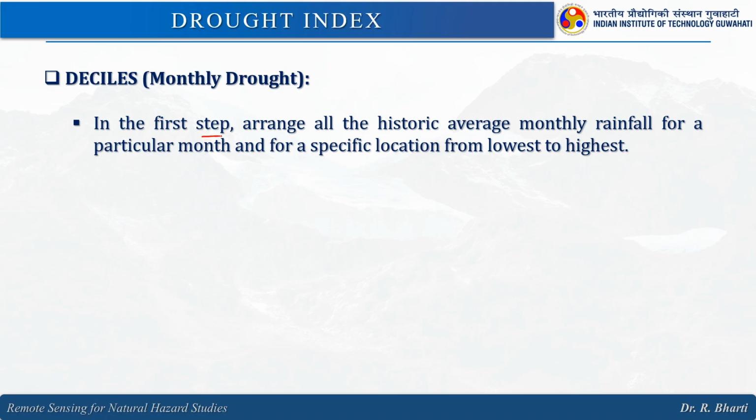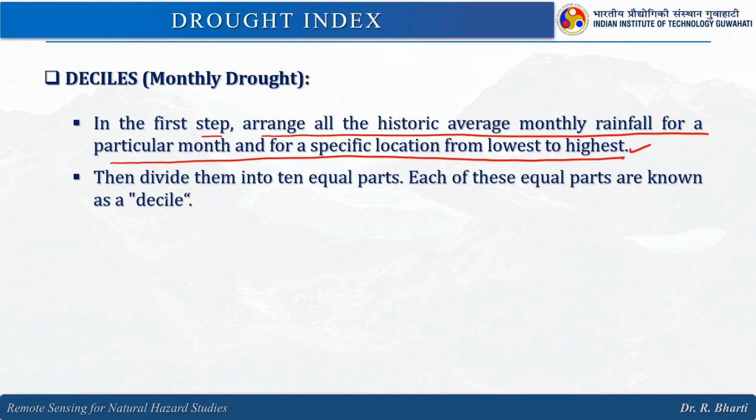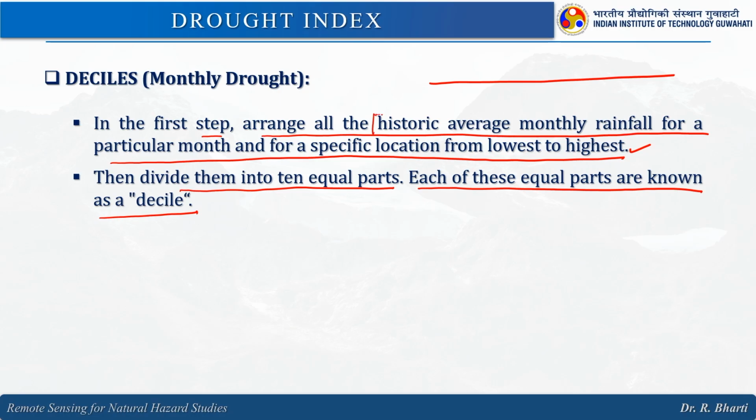Then comes the monthly drought index, that is decile. In the first step of this decile, arrange all the historic average monthly rainfall data for a particular month and for a specific location from lowest to highest. Now, here you have to sort the data. Then divide them into 10 equal parts. Each of these equal parts is known as a decile. Remember, you have historical average monthly rainfall data, then sort it lowest to highest, and then divide them into 10 equal parts.